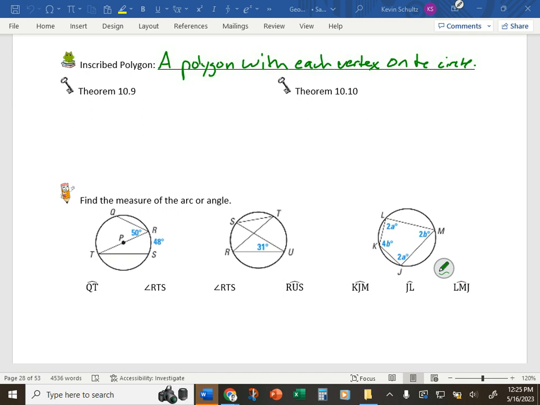And so we're actually going to do theorem 10.10 first, just so we can draw an inscribed polygon. Here's our circle. Here's our inscribed quadrilateral. Notice how each point of the figure, each vertex of the polygon, is on the circle.